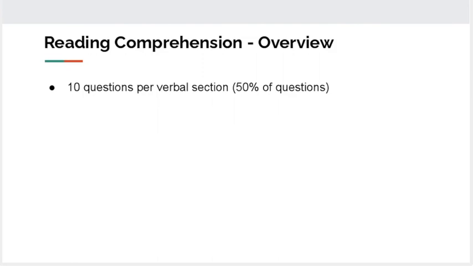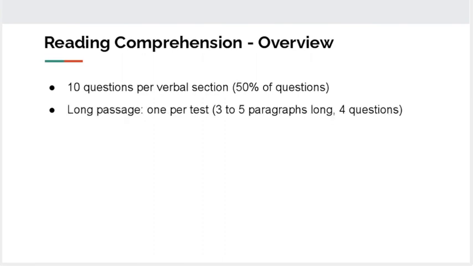There will be 10 reading comprehension questions per verbal section. So that means 50% of the total number of questions. These will be spread throughout several passages. On each test, there will be one long passage, and that means 3 to 5 paragraphs, 4 questions. So there will only be one passage of this length, one passage with 4 questions, usually in the first verbal section is where you'll encounter that.